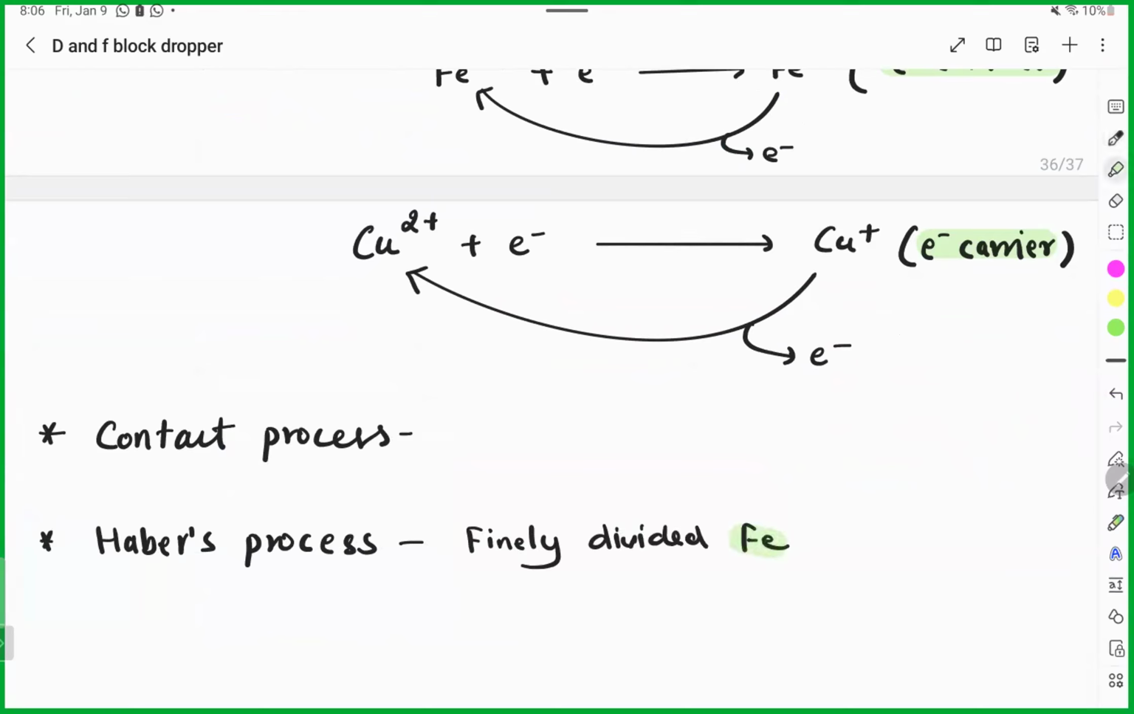Pratigya, what do we use in the contact process? Vanadium pentoxide, V2O5. So the reason is variable oxidation state. And Barinder, what is this contact process used for? For formation of H2SO4. Chandana, what is the Haber process used for? Ammonia formation.